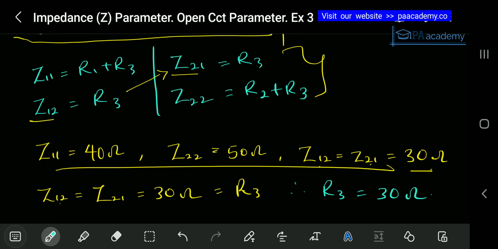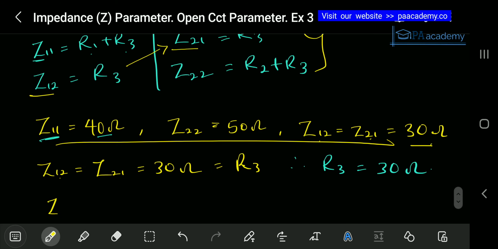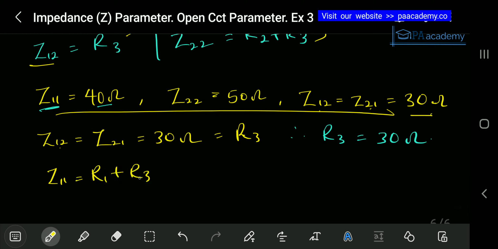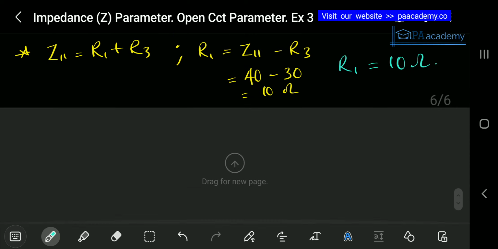We've gotten R3. So now we need R1 and R2. Also, the question says our Z11 is 40. If you look here, after calculation, we got our Z11 to be the sum of R1 plus R3. So let's write it: Z11 is R1 plus R3. Now we already know what our R3 is. If you make R1 the subject, our R1 will be equal to Z11 minus R3. That means 40 minus 30, which gives us 10 ohms. So our R1 is equal to 10 ohms. You can see that it's pretty much straightforward.